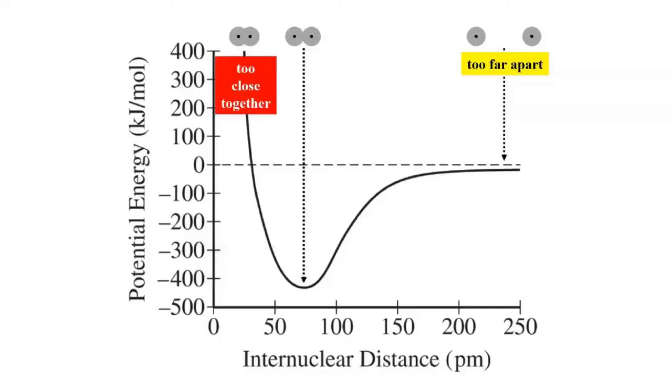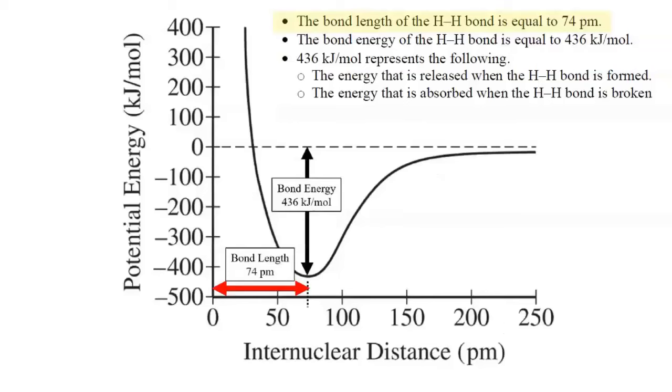But if they're too close together, the repulsions between the nuclei create an unstable situation with high potential energy. So at the bottom of that valley, the bottom of that minimum of potential energy, that is the stable bond, and that is the arrangement where attractions and repulsions are balanced. So for hydrogen, the bond length is 74 picometers. That's the label on the x-axis for where that particular minimum potential energy is located on the graph.